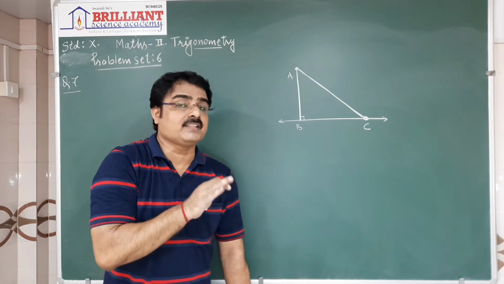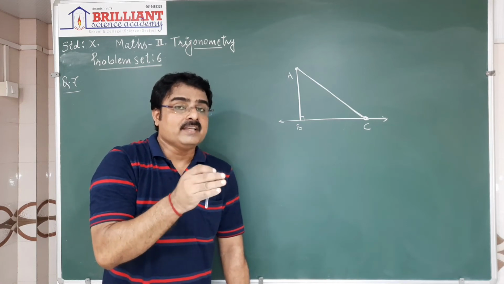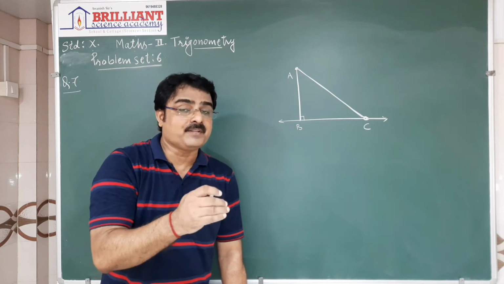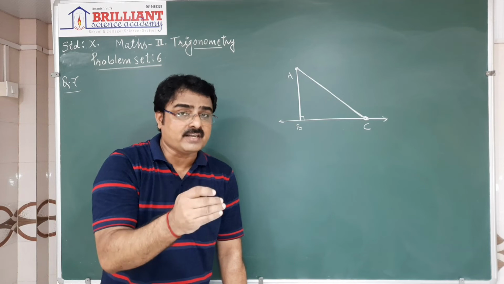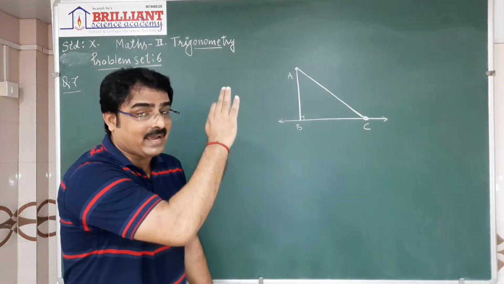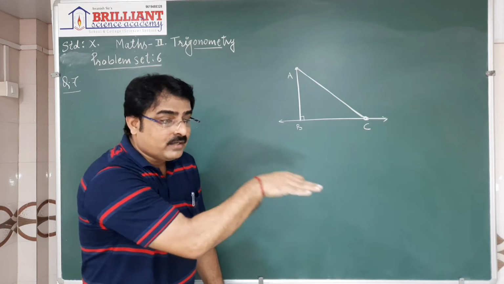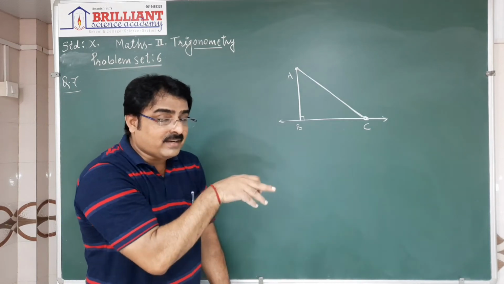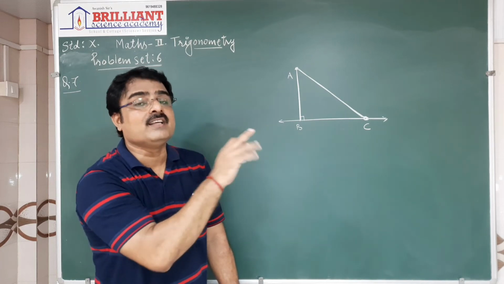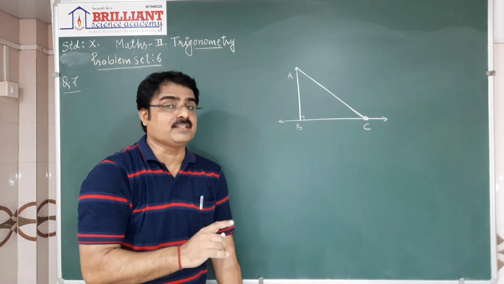एंगल ऑफ डिप्रेशन कितना बन रहा है? 30 डिग्री. इन विच सिचुएशन, इन विच कंडीशन एंगल ऑफ डिप्रेशन इज फाउंड? कौन सी कंडीशन में एंगल ऑफ डिप्रेशन बनता है? When observer is at high level looking at lower level, then the angle found between line of vision and horizontal is known as angle of depression.